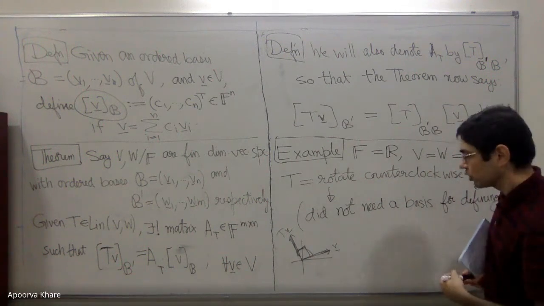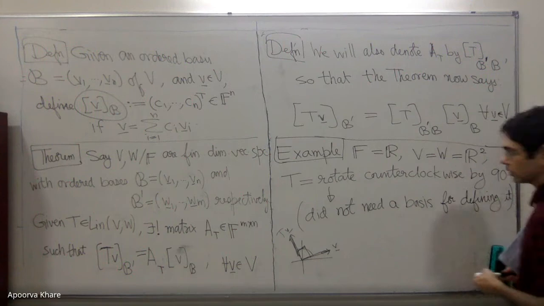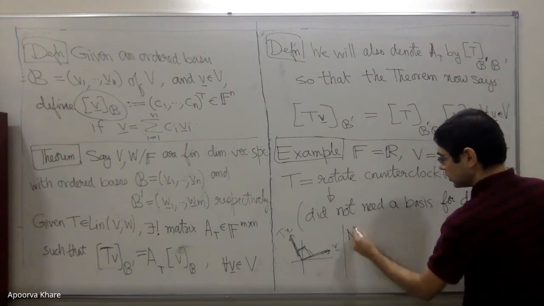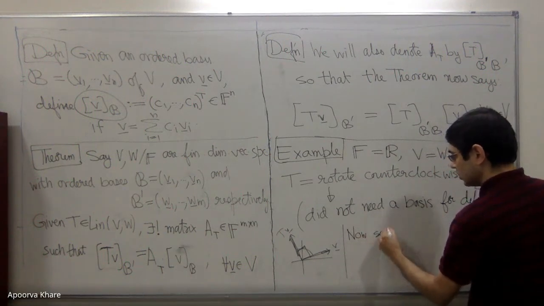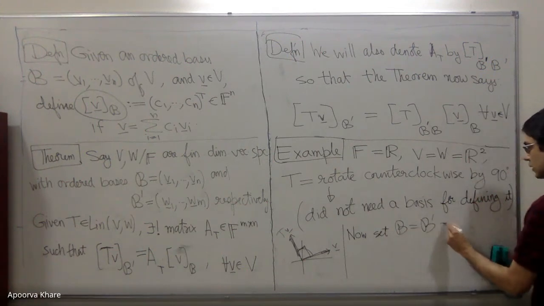But now let us actually choose ordered bases and write down the matrix of this linear transformation. Now choose B and B prime to both be the same basis.